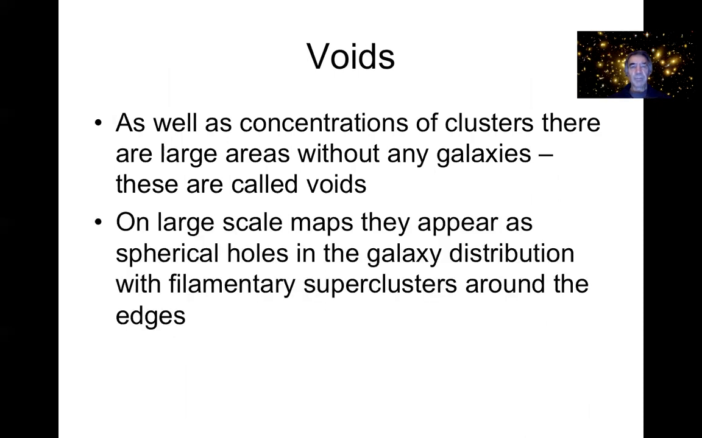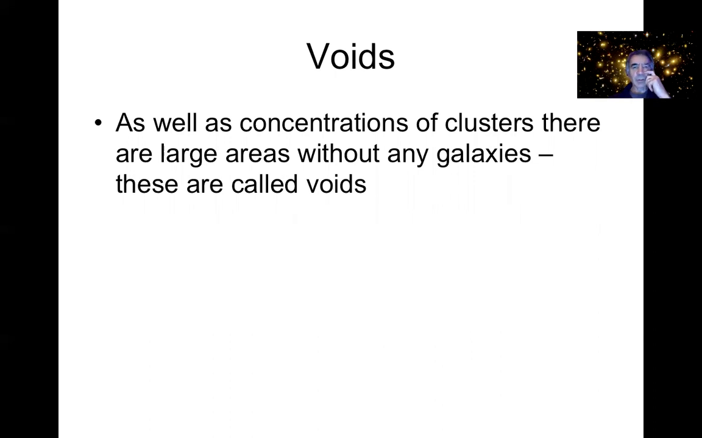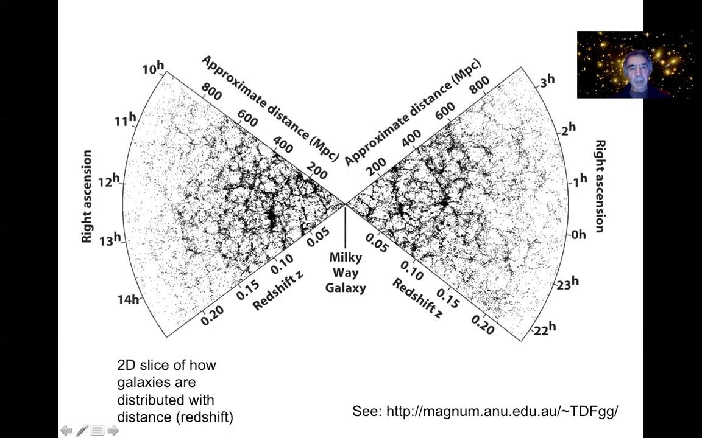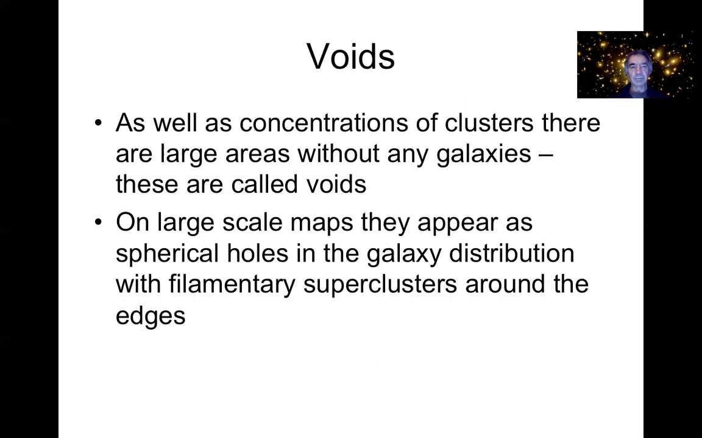So when you talk about large-scale structure, voids are basically the largest scale structures that we see. You can see on this picture that they can be 100 megaparsecs across. That's bigger than these superclusters, which are tens of megaparsecs long. So the voids can be 100 megaparsecs across.